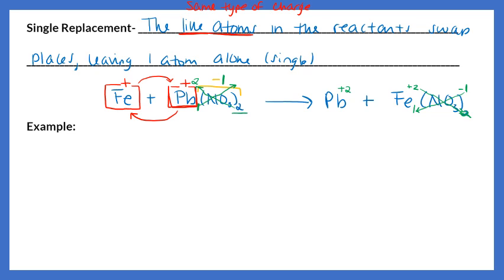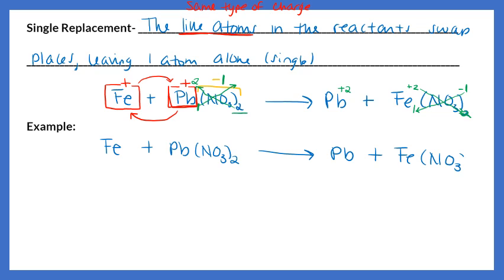And now we need to balance. Let's rewrite this. So we have Fe plus Pb NO3 creates Pb plus Fe NO3 with that 2. Okay.